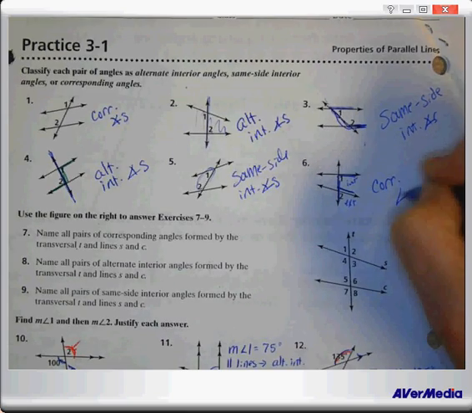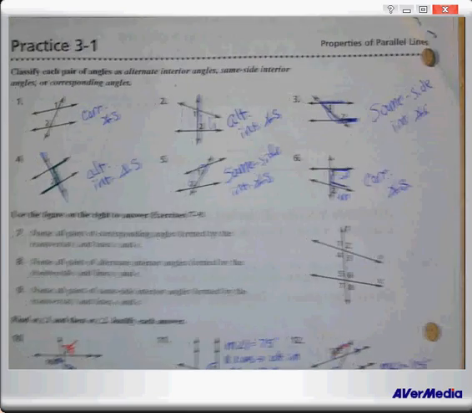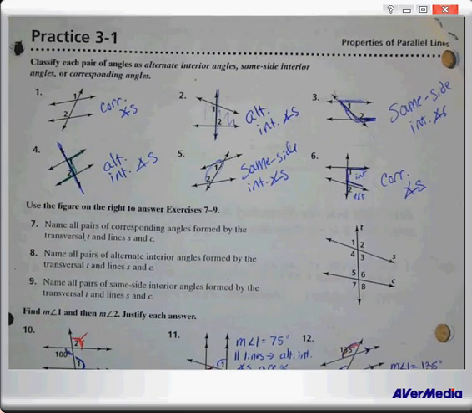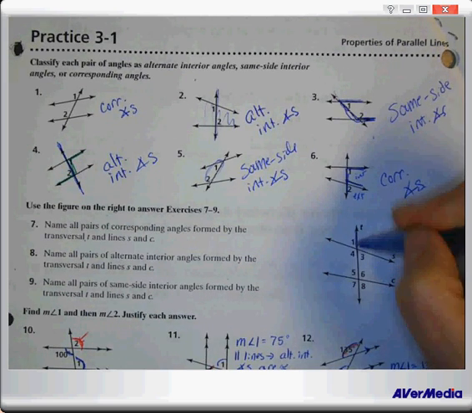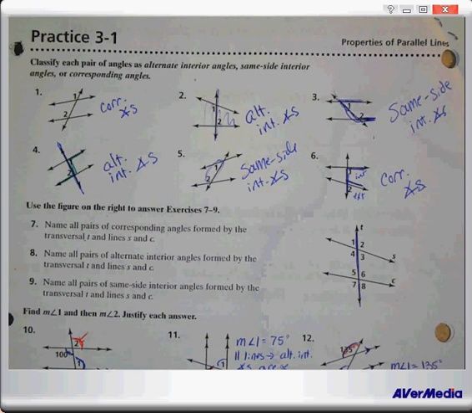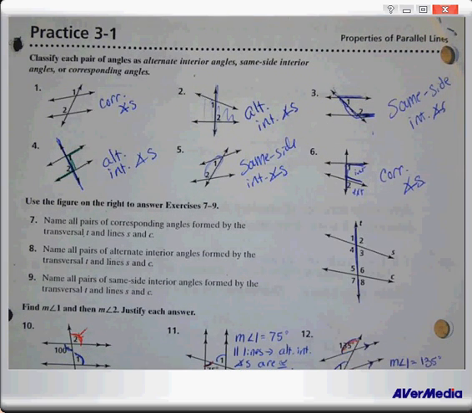All right, next one says, name all the pairs of corresponding angles formed by the transversal T. So here's our lovely transversal again. And the two lines it's intersecting. Now remember, if we're working with this, we have 8 angles, 4 pairs of corresponding. They have to be on the same side, one interior, one's exterior. So I'm just going to list these out for us.